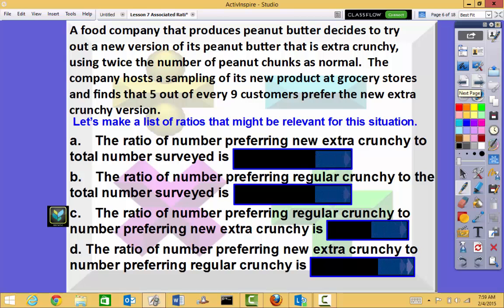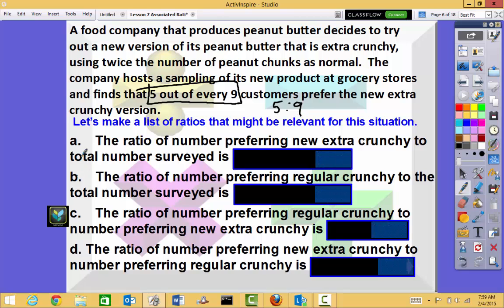Alright, let's try this problem now. A food company that produces peanut butter decides to try out a new version of its peanut butter that is normally extra crunchy, using twice the number of peanut chunks as normal. The company hosts a sampling of its new product at grocery stores and finds out that 5 out of every 9 customers prefer the new extra crunchy. Well, this sounds like a ratio to me. We're comparing 5 to 9.